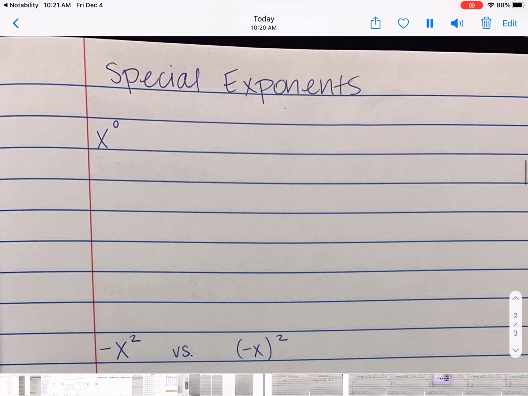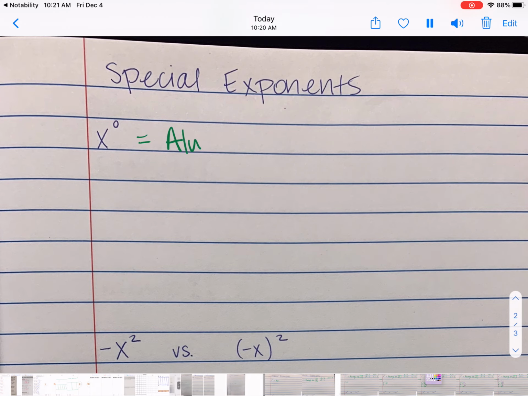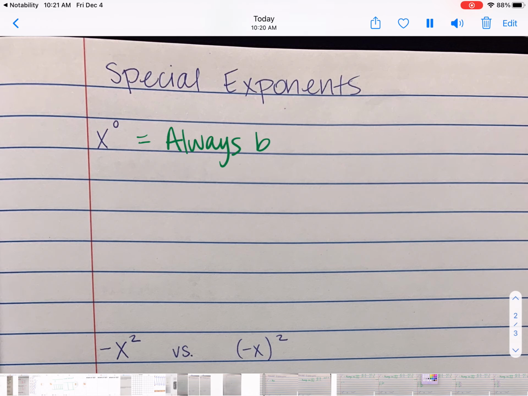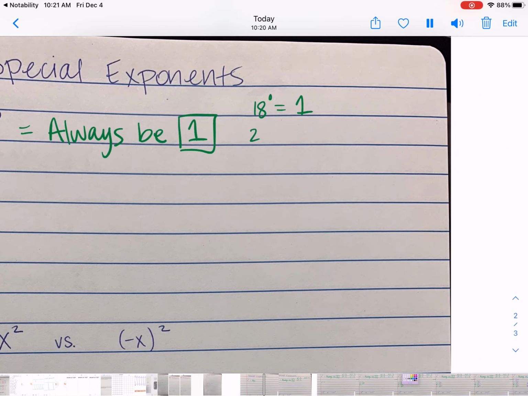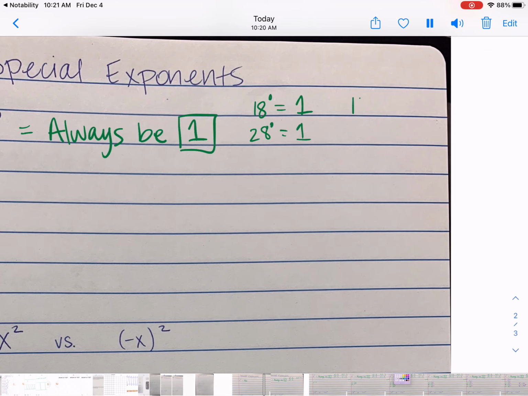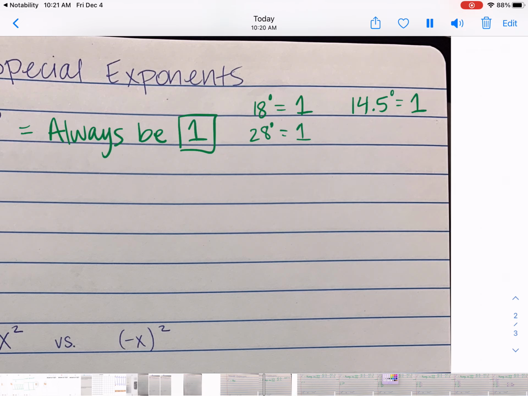Anything to the 0 power, anything, will always be 1. Okay, anything to the 0 power will always be 1. So for example, if I had 18 raised to the 0 power, that would be 1. If I had 28 raised to the 0 power, it would be 1. If I had 14 and 5/10 to the 0 power, it would be 1. You see where I'm going with this? If I had 5 to the 0 power, it would be 1.